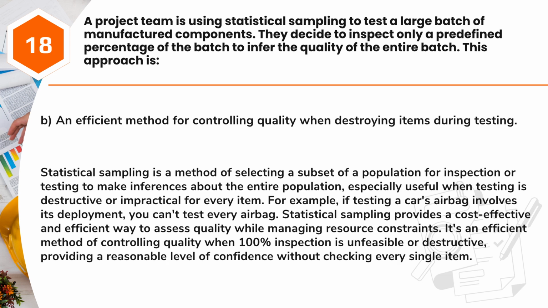Answer: B. An efficient method for controlling quality when destroying items during testing. Statistical sampling is a method of selecting a subset of a population for inspection or testing to make inferences about the entire population, especially useful when testing is destructive or impractical for every item. For example, if testing a car's airbag involves its deployment, you can't test every airbag. Statistical sampling provides a cost-effective and efficient way to assess quality while managing resource constraints.